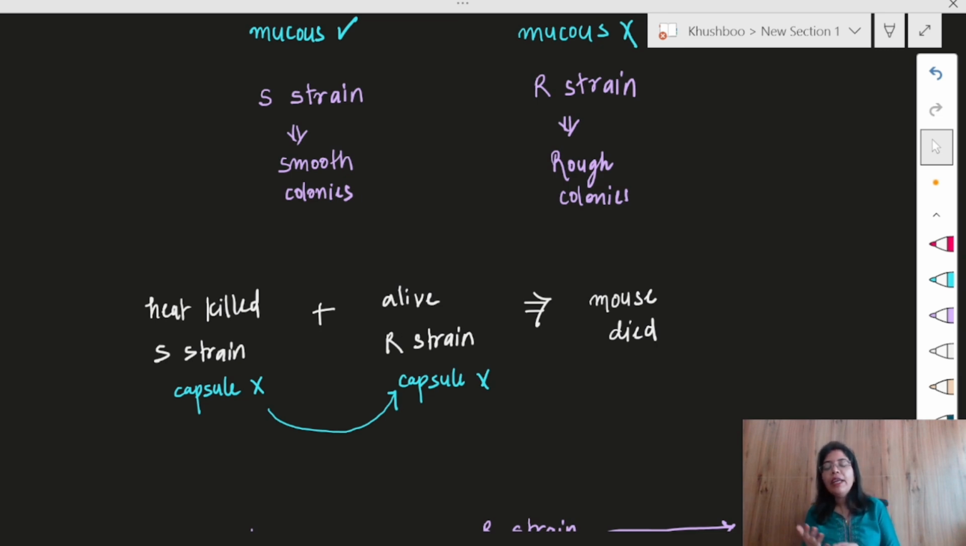Now, if we allow the heat-killed S strain and the live R strain to be present together, what will happen? That particular DNA which got denatured, which got single stranded, when the temperature becomes normal, it will bind back, right? It doesn't have any cell. So the R strain cell which is present, which was not boiled and heat killed, will take up that DNA. R strain will take the DNA of S strain.